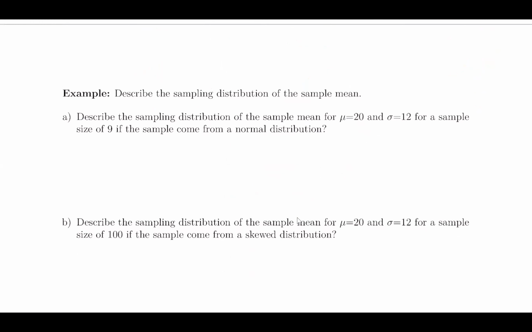All right, so right here, what I want you to do is describe the sampling distribution of the sample mean. Whenever I say describe the sampling distribution of the sample mean, essentially I'm asking for three things: mu of x bar, sigma of x bar, and I'm also asking you to tell me if it's not normal, normal, or approximately normal.